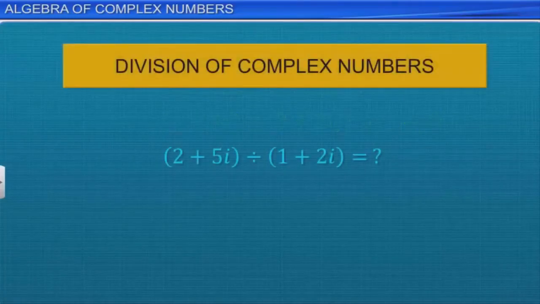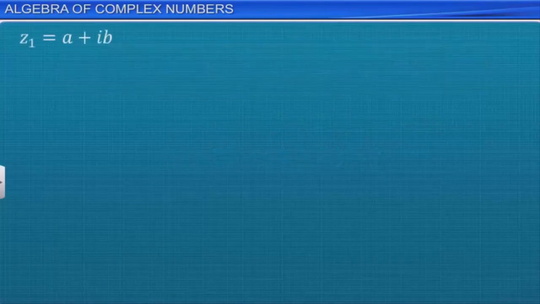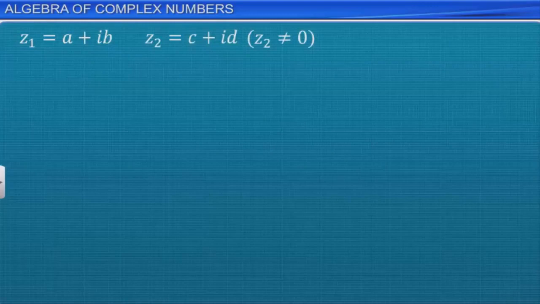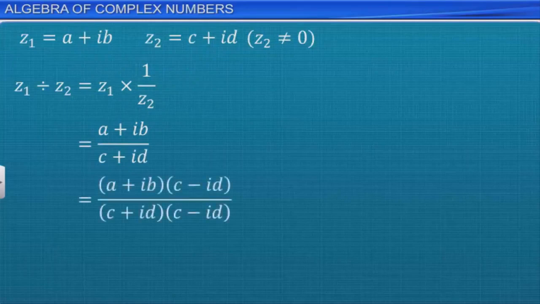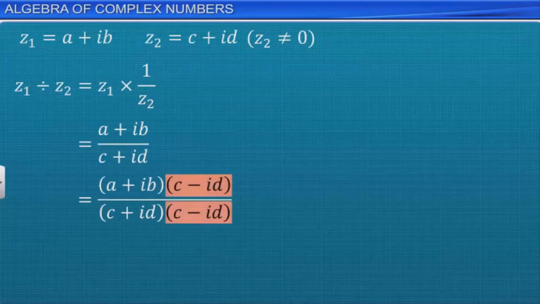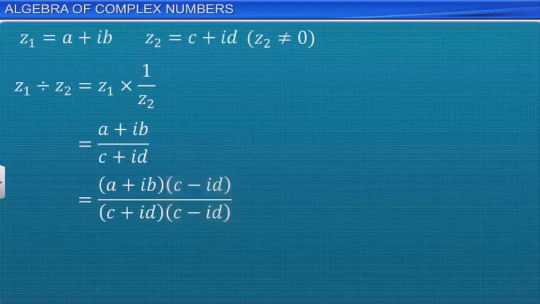Let's again consider complex numbers z1 equal to a plus ib and z2 equal to c plus id, where z2 is not equal to 0. The quotient, z1 divided by z2, can be obtained by multiplying z1 by the multiplicative inverse of z2. Now, we'll multiply the numerator and the denominator by c minus id to get a real number in the denominator. This process is called the rationalization of the denominator.